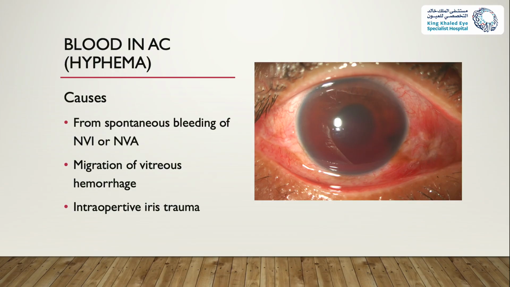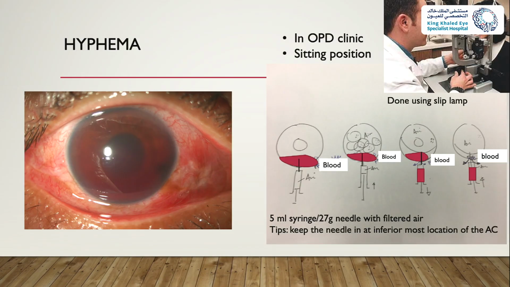So blood in the anterior chamber is also a problem, and it can be from the bleeding from the new vessels in the iris. It can be from hemorrhages from the back of the eye that migrate to the front, especially in those pseudophakic patients, and/or trauma during surgery that can cause it. The procedure is similar to what I have done with the air bubble.